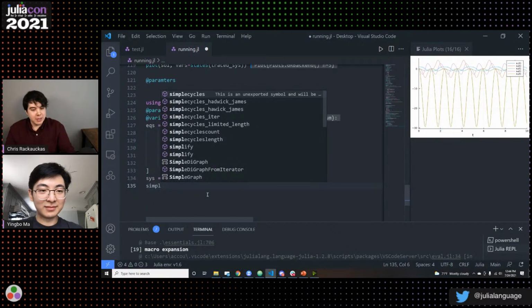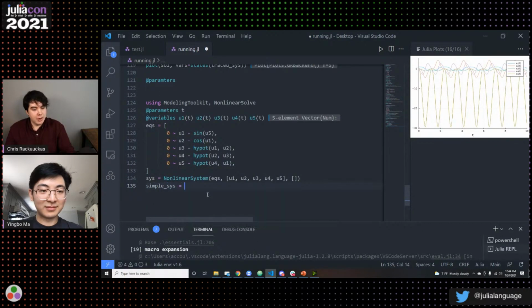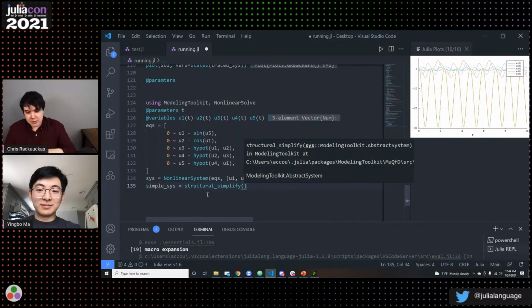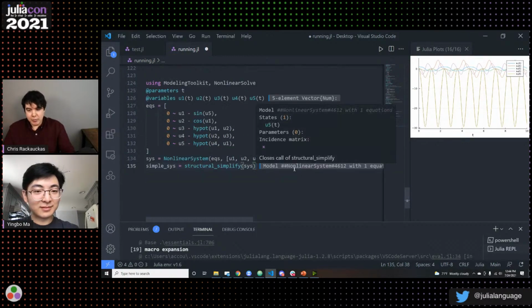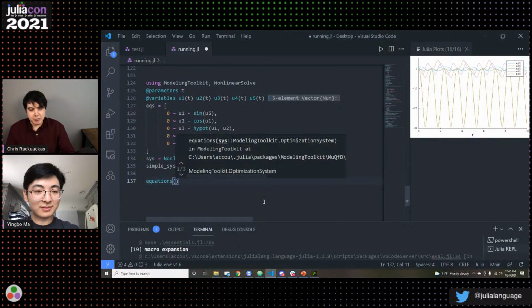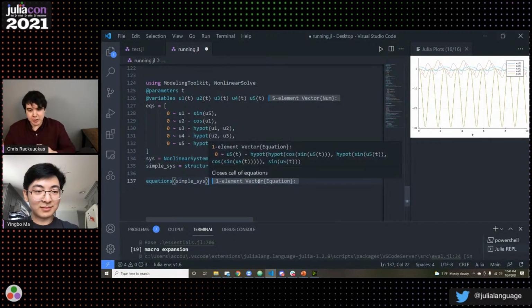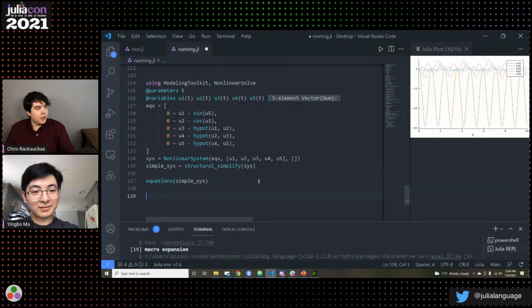But let's take this nonlinear system and do structural simplify on it, right? What does structural simplify mean here? Well, it's the same thing. It just means simplify the mathematical model, where the mathematical model is now dispatching on the fact that it's a nonlinear system. And then what you get is just one equation with U of 5, right? If you check this, the equations of your simplified system are just this one equation. This is the only one that's left. Everything else can be reconstructed if you know U of 5. And so here's just a one variable nonlinear system.